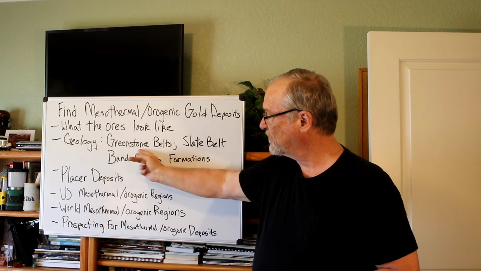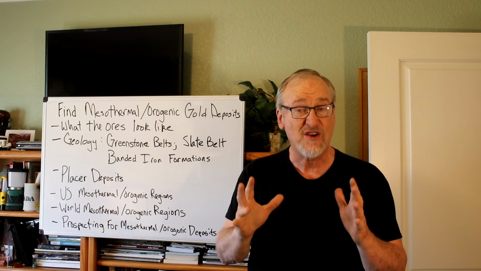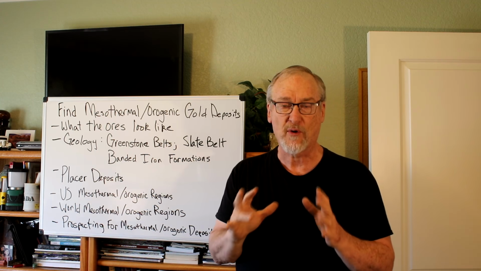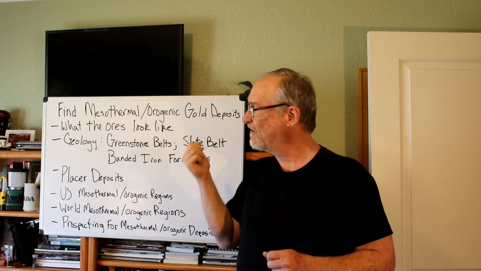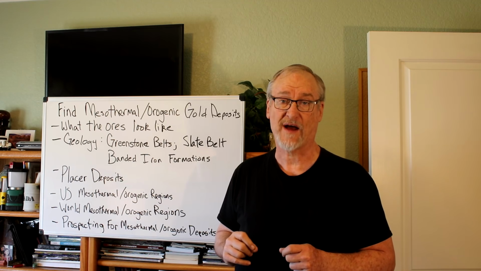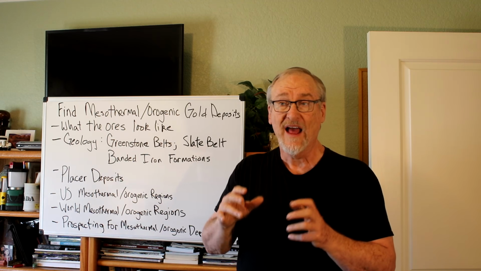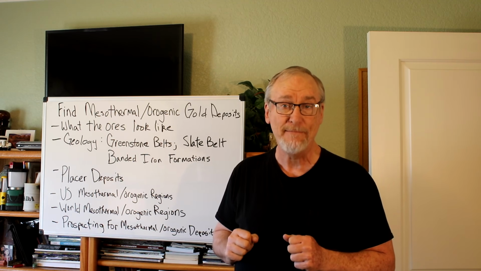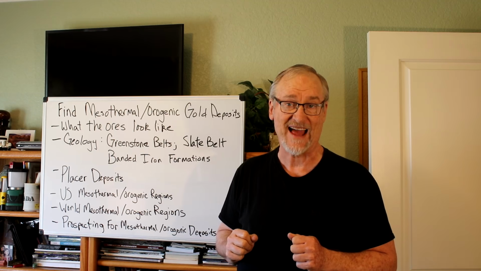Next, let's talk a little bit about the geology of these mesothermal orogenic gold deposits. And we're going to look first at greenstone belts, because the greenstone belts actually are the most important class or subclass of this type of deposit. And they include some really huge deposits, the greenstone belt ones do. Some of them are up to 10 million ounces of gold in size.